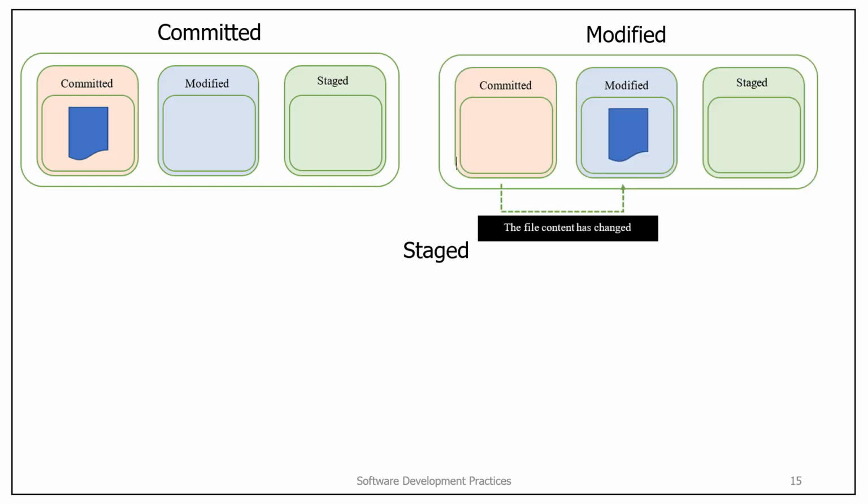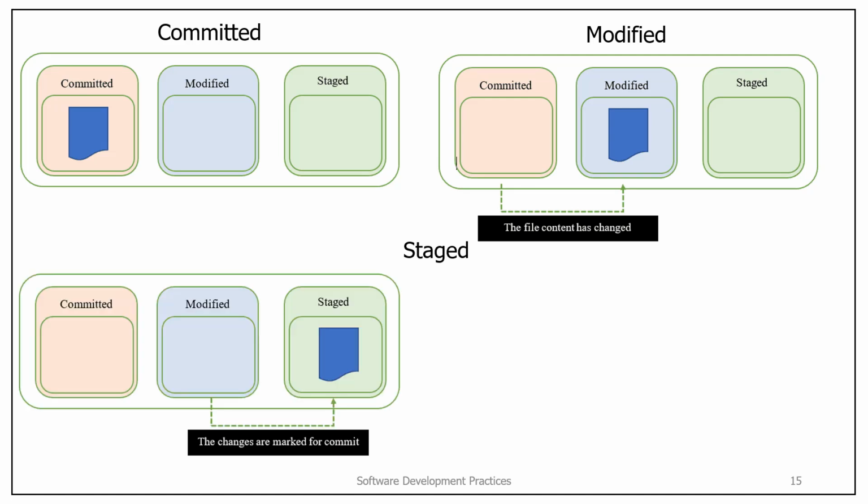Once the file is saved in Git, and you make changes to the content of that particular file, that operation is said to be the modified stage. So committed means saving the file in Git, and the modified stage is making changes to the file which has been committed. And the third case is the staged stage.